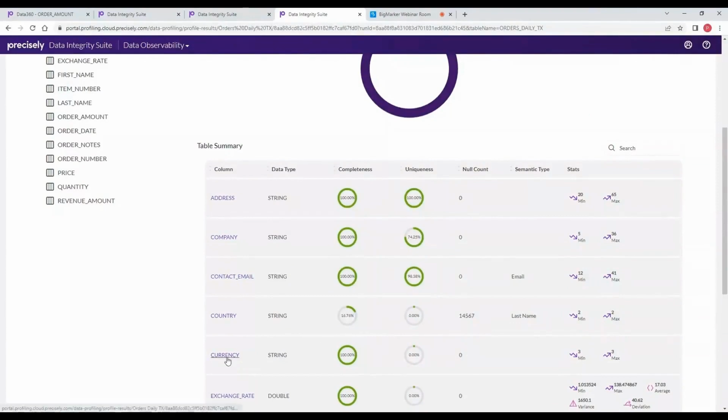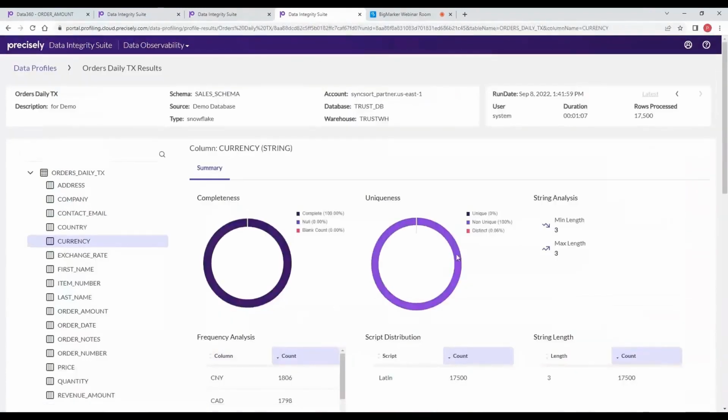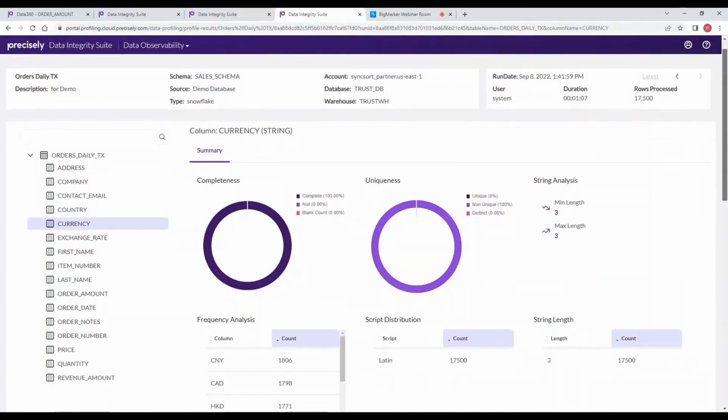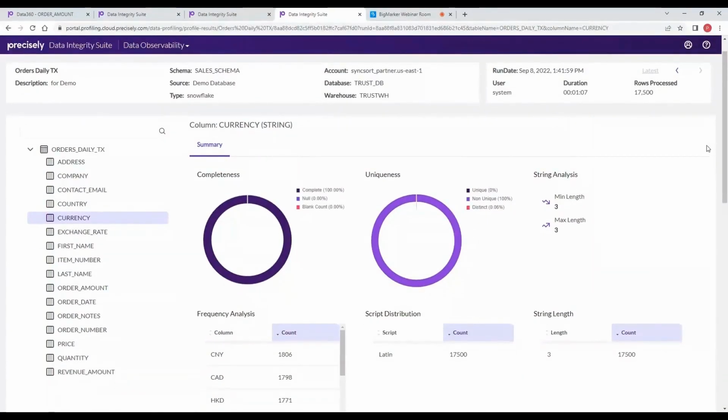What are the different attributes? Which ones are complete? Which ones are not? Where do I have the nulls? So I can perform all this analysis on my data without even asking for help from anybody. And then I can drill into individual columns, individual attributes. Like this was the currency which we were talking about.